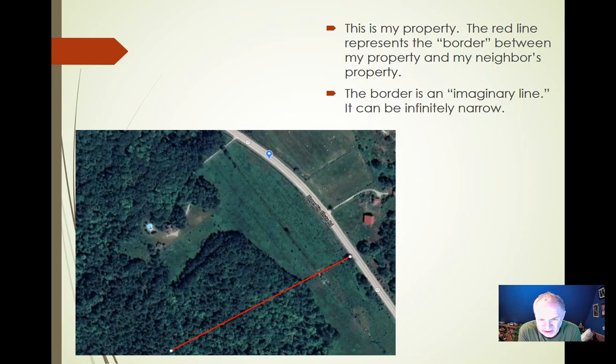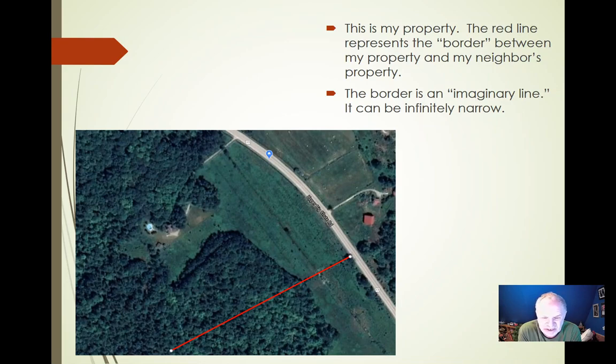I can go out there and put a fence up. And the question is, for that fence to be truly on the border, part of that fence has to be on my property, and part of it has to be on my neighbor's property. So let's say I build a stone wall, and the stone wall is 2 feet wide. Well, 1 foot of that wall is on my side of the border, and 1 foot of that wall is on my neighbor's side of the border.